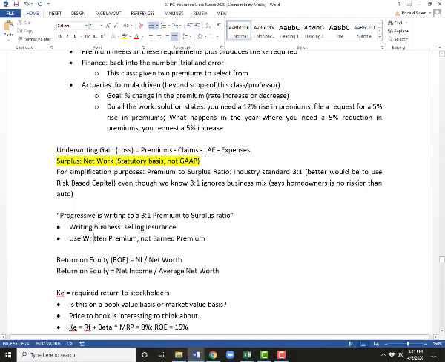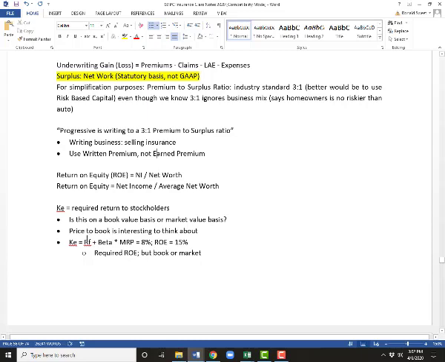When we do this premium ratio, we're supposed to use written premium, but in our case, we're just going to use earned premium. We'll talk about the difference between earned and written premium. If you see that Progressive is writing to a 3-to-1 surplus ratio, they probably won't even say premium to surplus ratio. It means you take their net worth on a statutory basis and divide it by the written premiums. Okay, so we'll get into written versus earned eventually.